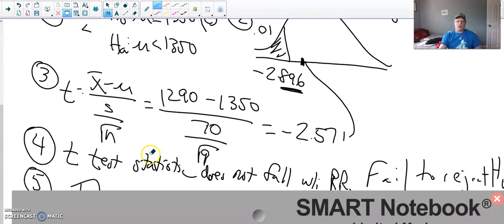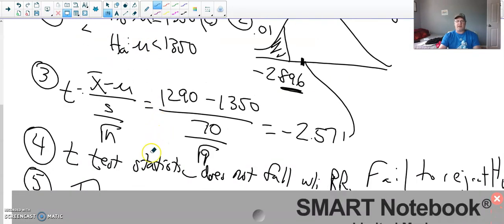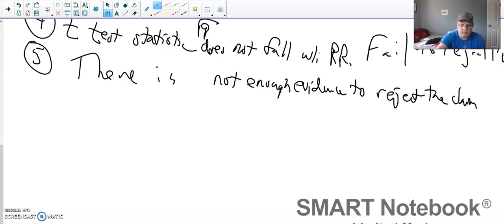That's step 4. Then step 5, you go back to your chart based upon your claim being the null hypothesis, and you tell me there is not enough evidence to reject the claim. Can you see that? Not enough evidence to reject the claim. All right? Good. Okay, next one.